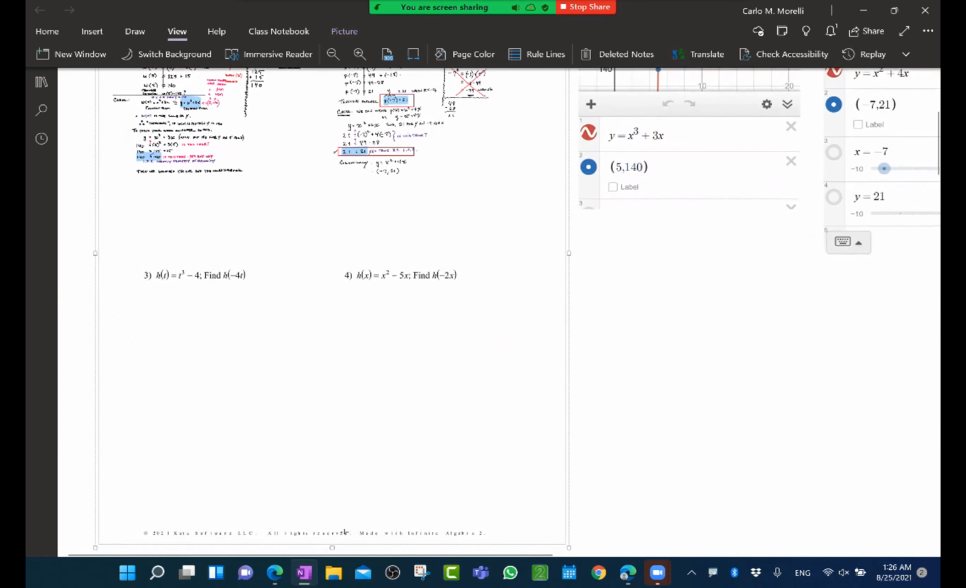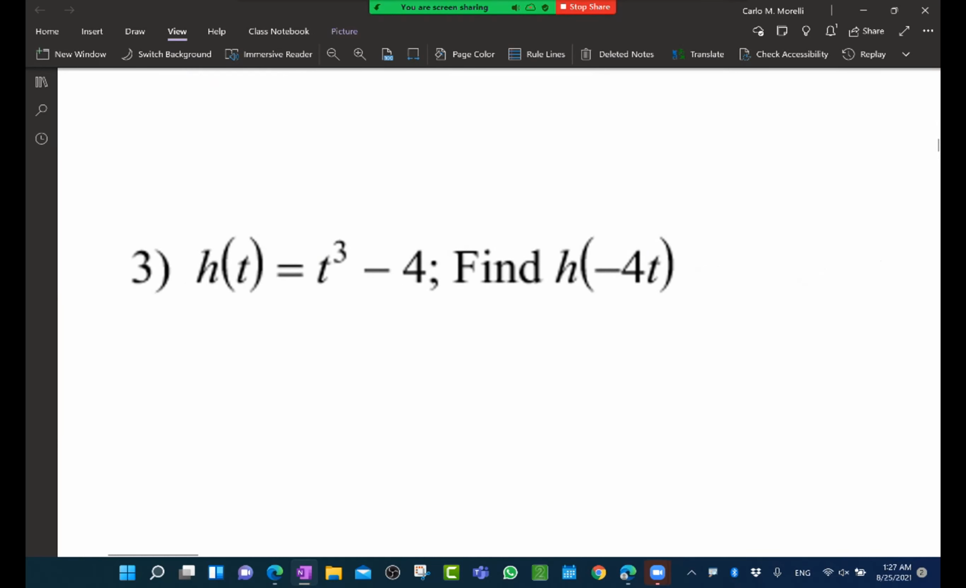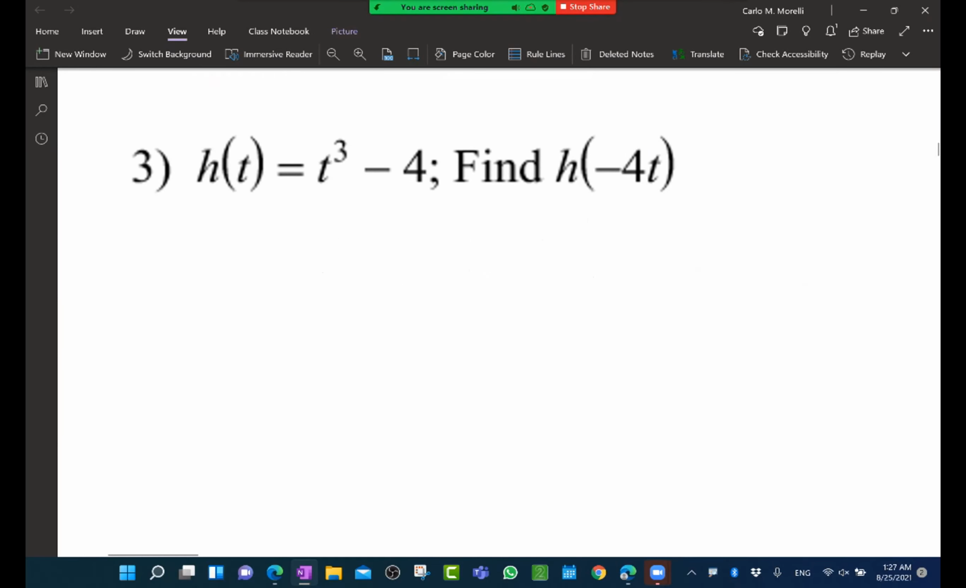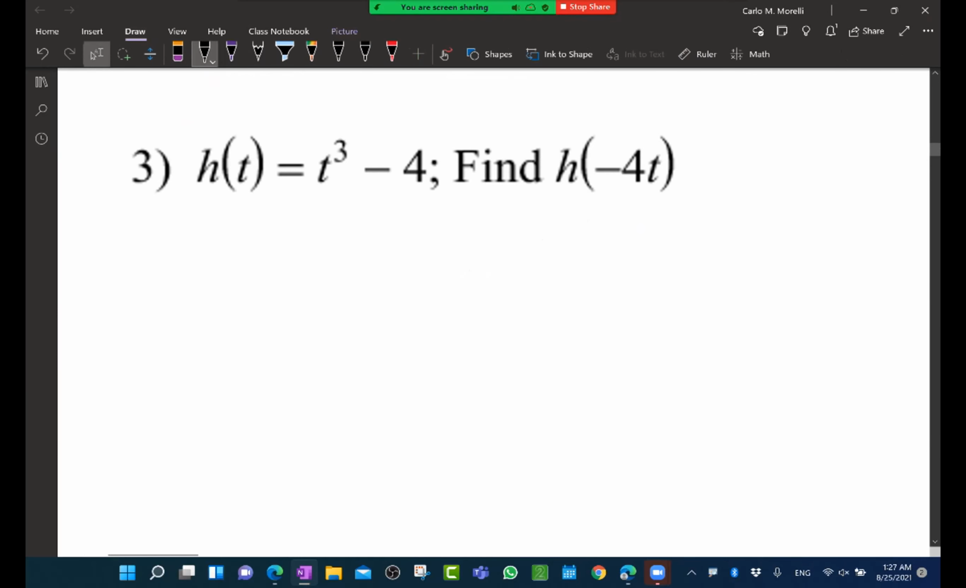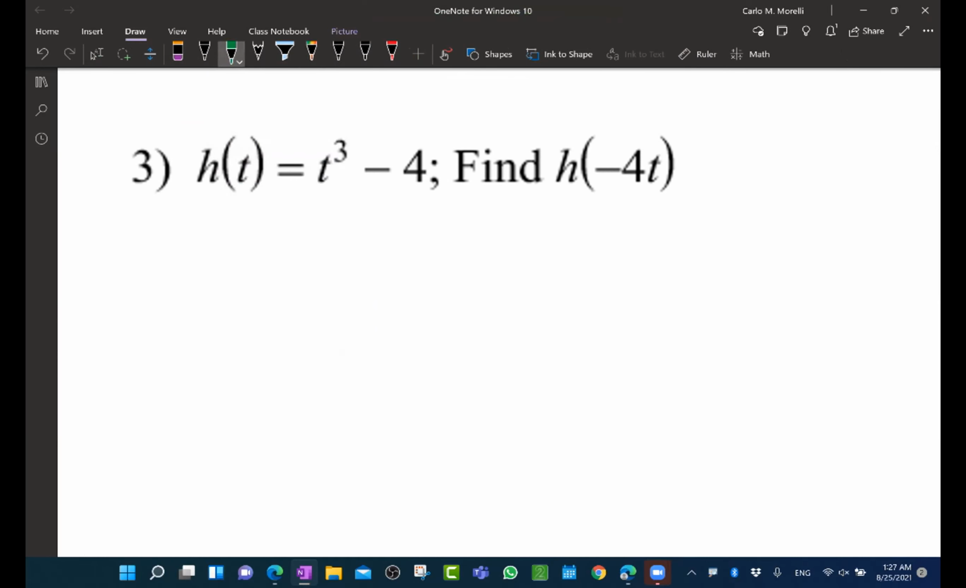Moving on. So now we're approaching one where we're not substituting in a constant like 5 and -7. We're actually substituting in something called an algebraic expression.